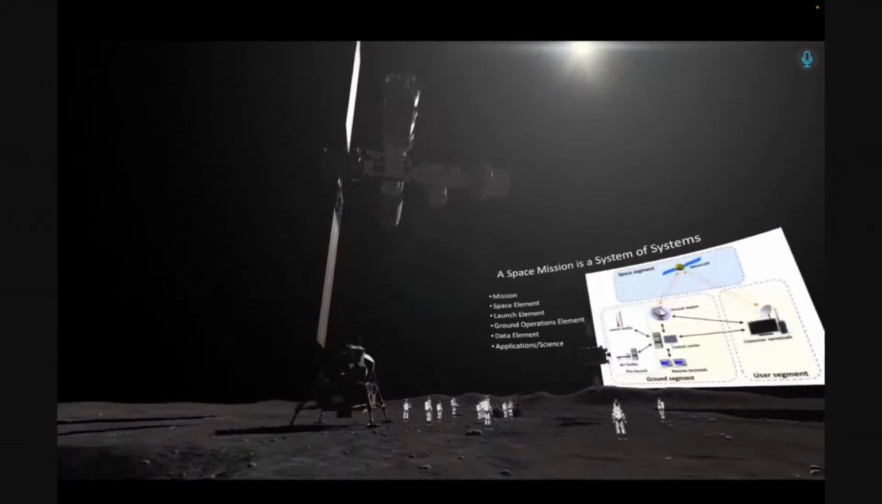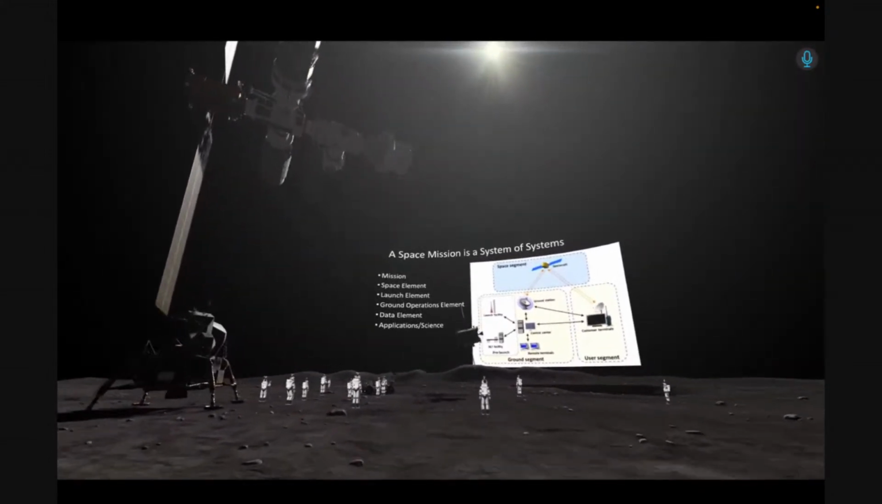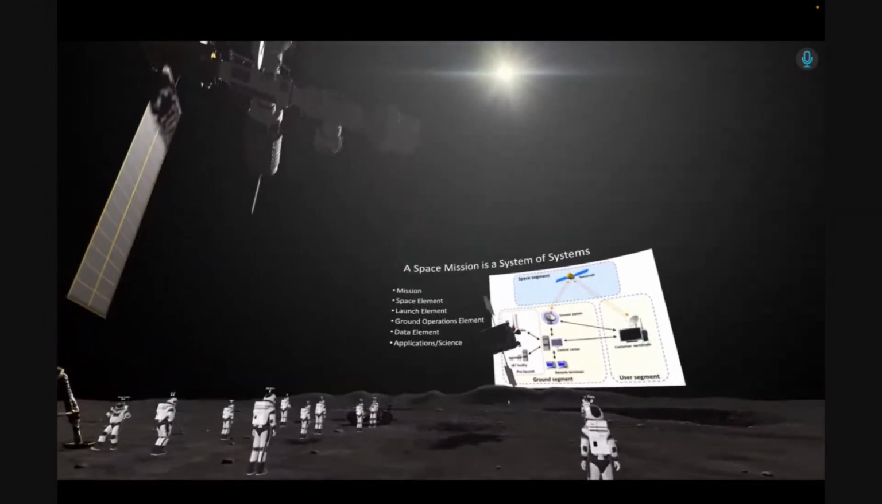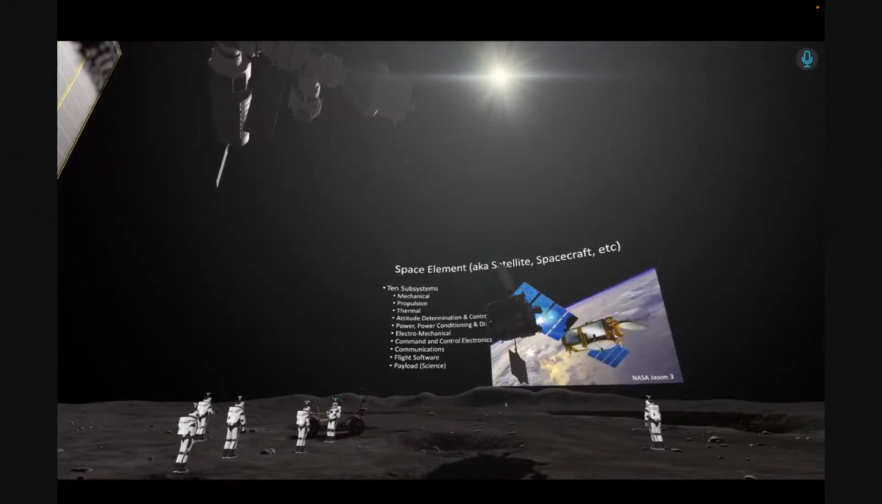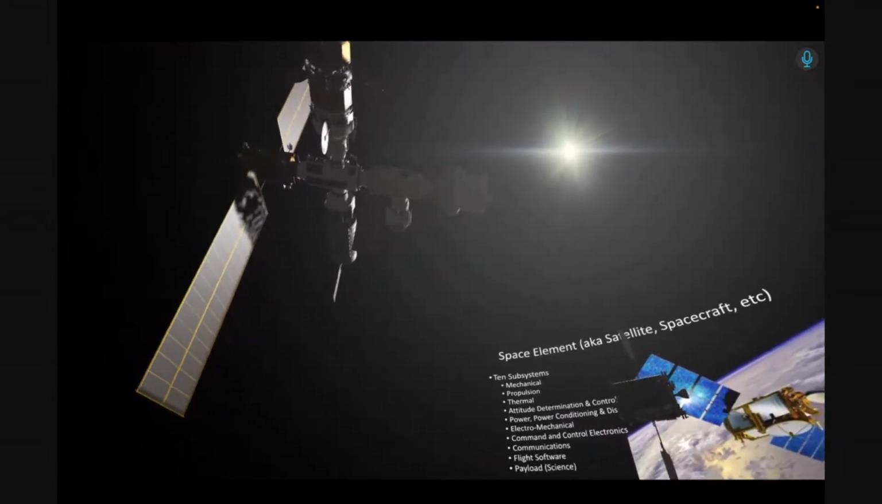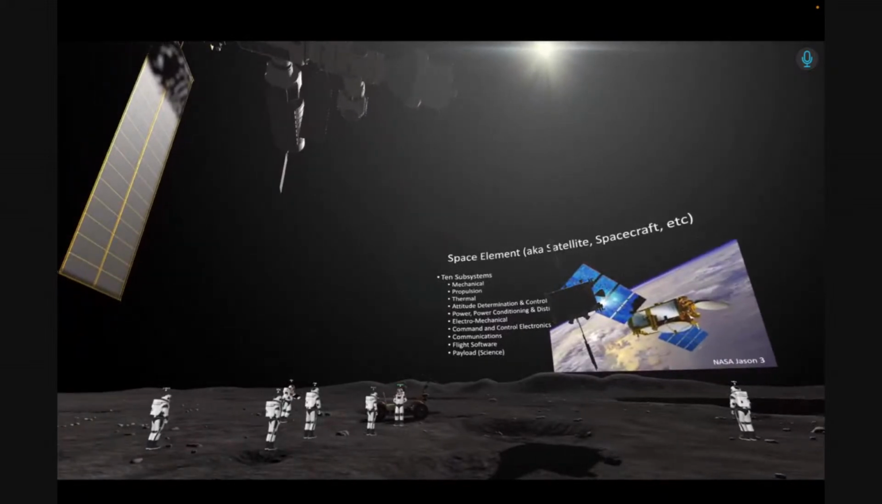Okay, so we were talking about these three different parts: space segment, ground segment, user segment. So we're going to go now to the space segment, which is the top one. In this one, this is the actual satellite, and this actual satellite is super complex, and we need to divide it into different subsystems.